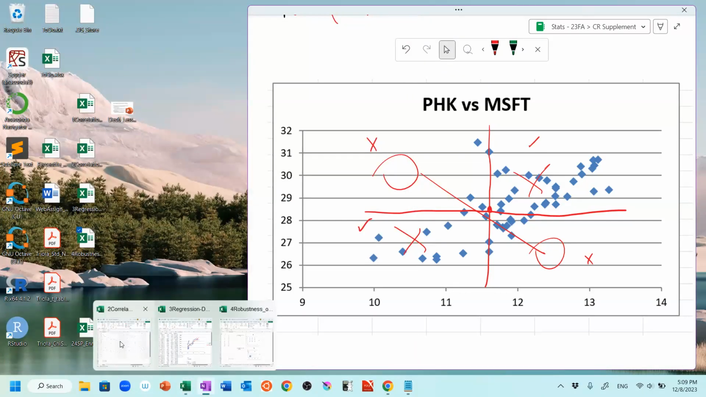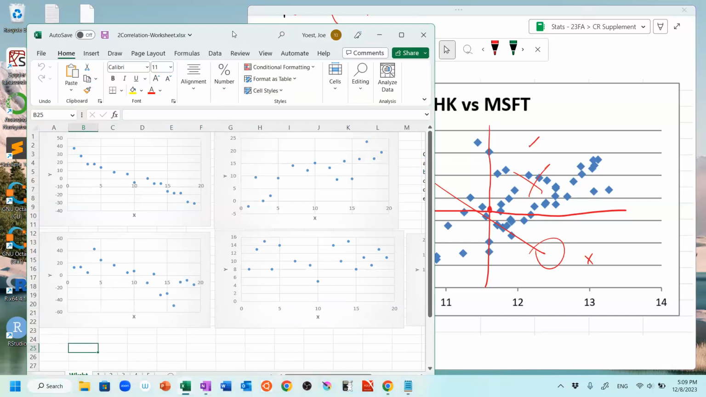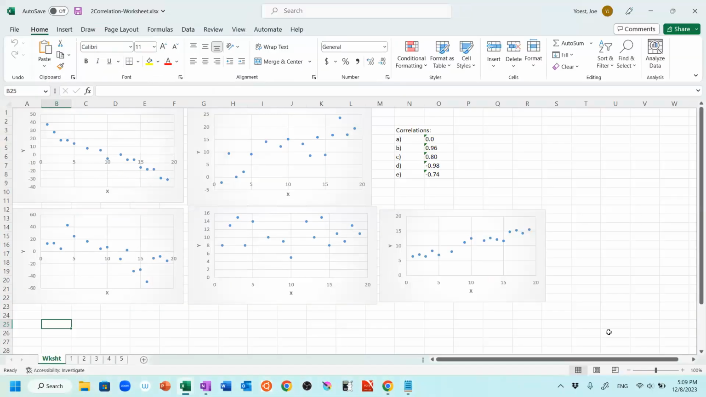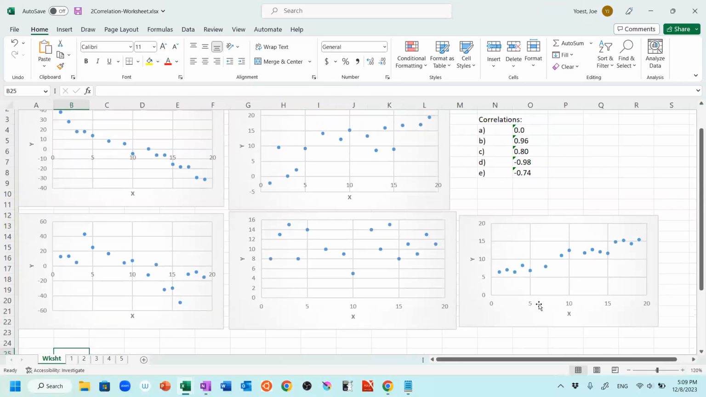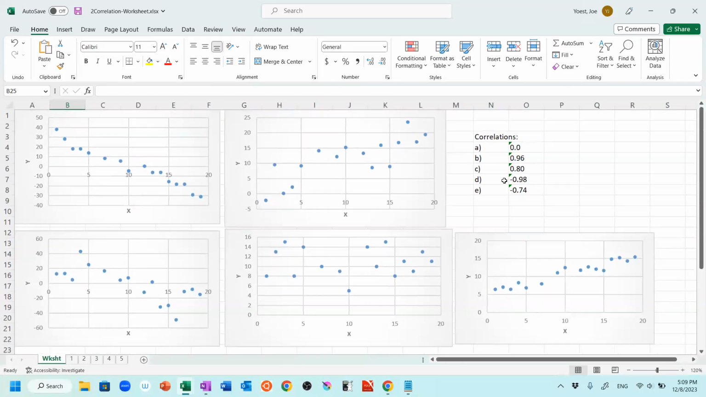Okay, so now what I would like to do is give you the opportunity to look at some scatter plots and try to match them with correlations. So here are 5 scatter plots with 5 correlations listed over here. And what I recommend you to do is just pause the video, go through and try to match the scatter plot up with the correlation.